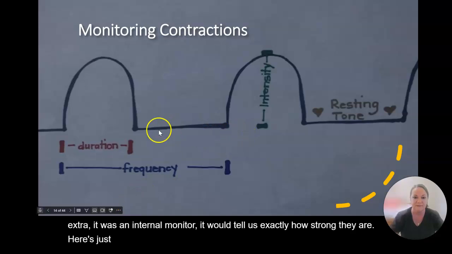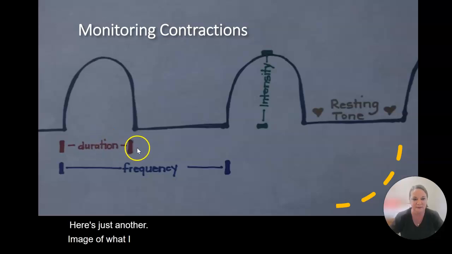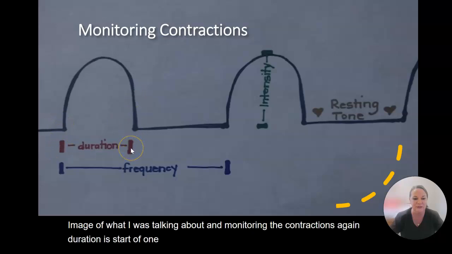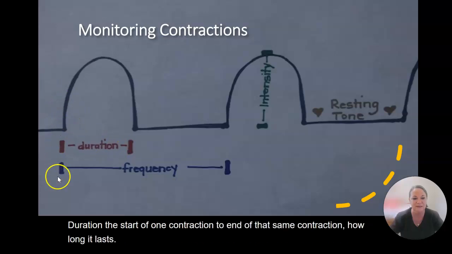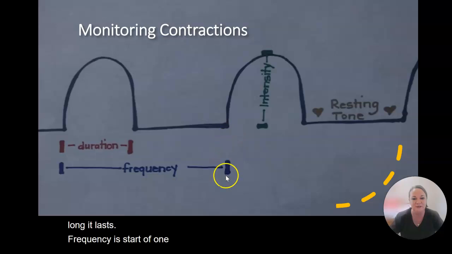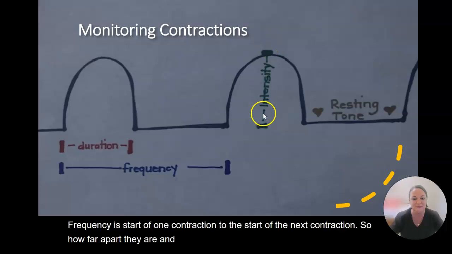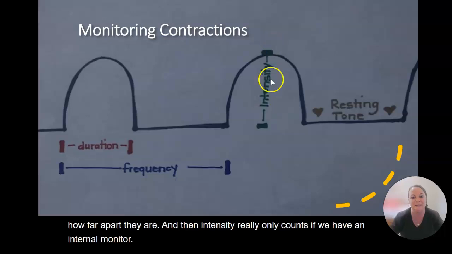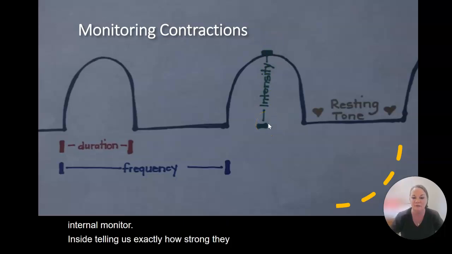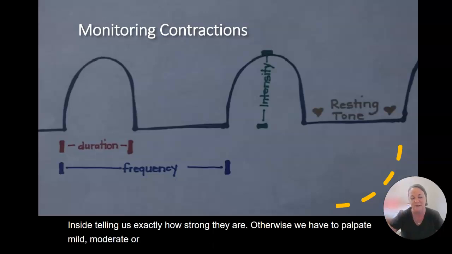Here's just another image of what I was talking about on monitoring the contractions. Again, duration is start of one contraction to end of that same contraction, how long it lasts. Frequency is start of one contraction to the start of the next contraction, so how far apart they are. And then intensity really only counts if we have an internal monitor inside telling us exactly how strong they are. Otherwise, we have to palpate mild, moderate, or firm or severe.